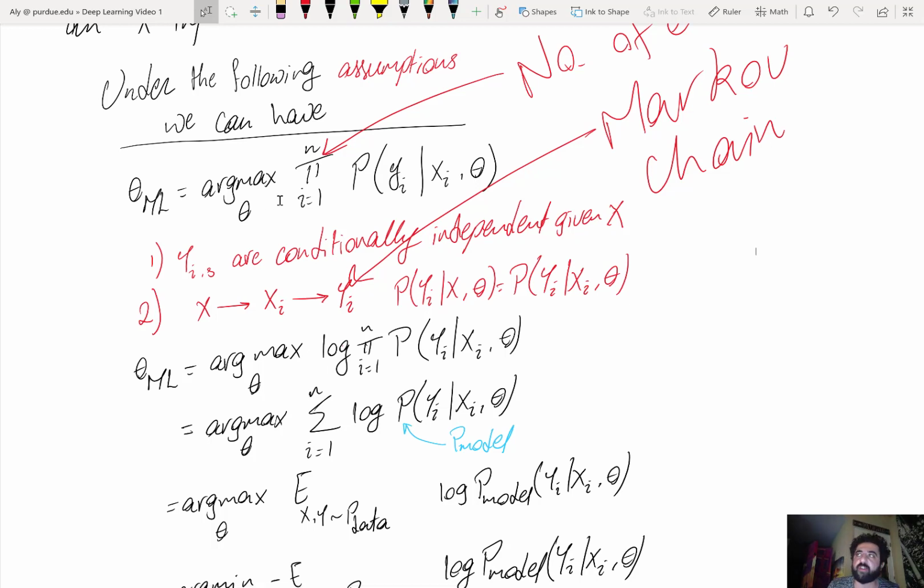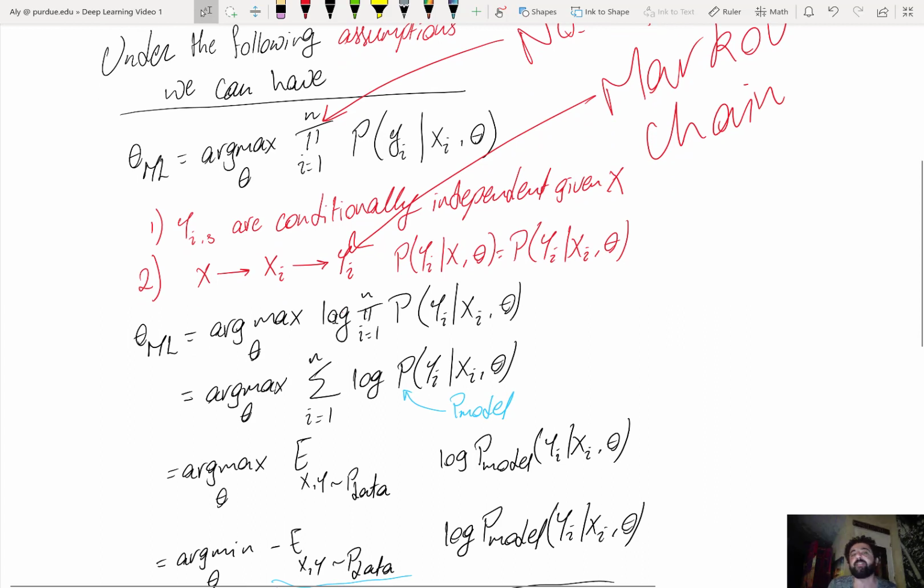Now, if I take the log of this, the logarithm is a monotone function, right? So it doesn't change the maximum and the minimum. If I am choosing the theta that maximizes the product of probabilities, then it will also maximize the log of the product of the probabilities, right? The reason we're choosing the log is that it has this nice property that the log of a product equals the sum of the logs of the individual elements. So then theta ml will be equal to argmax of the sum over i from 1 to n of log p of yi given xi and theta.